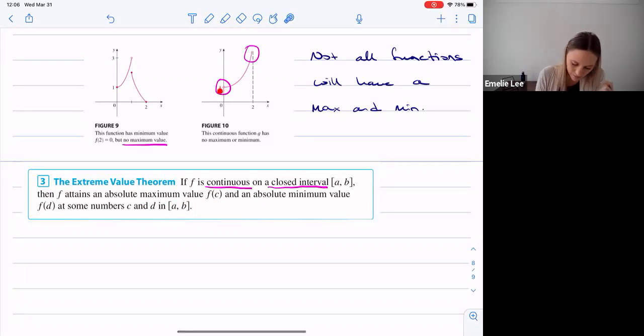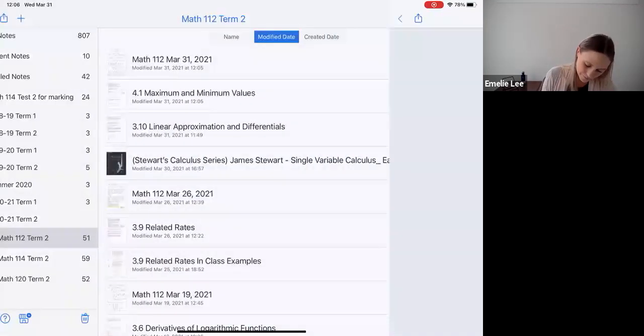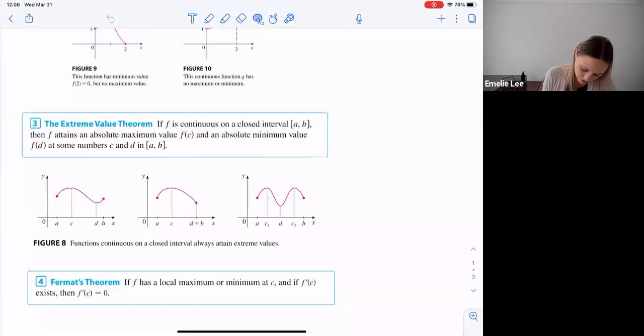notice here, this would be an open interval, right? Here we would have an open dot here. So that's why we need closed intervals, because we need it to be evaluated at the endpoints as well. So it hinges on two big players: continuous, and you have to have a closed interval. So that's the extreme value theorem. And I also grabbed a graph.